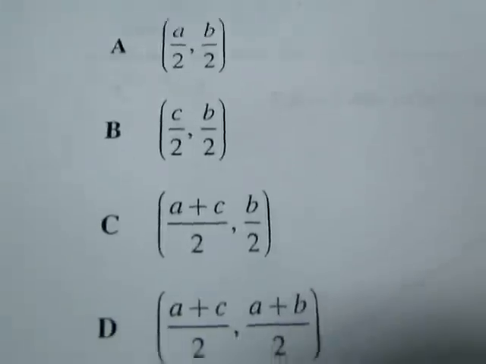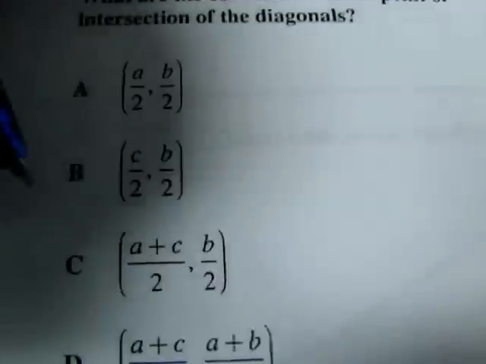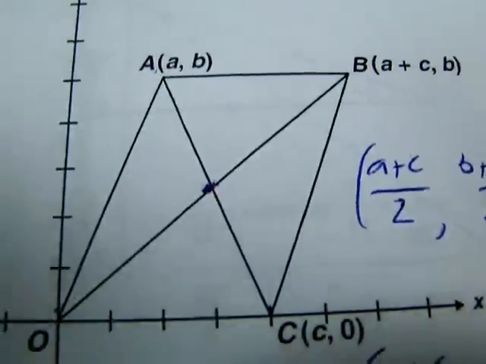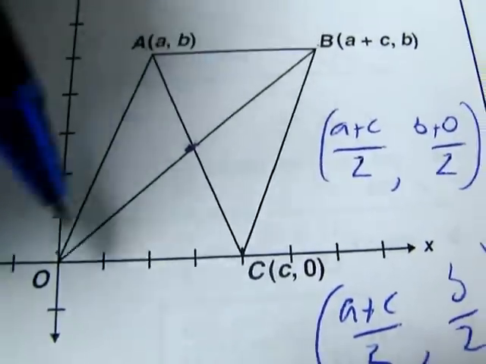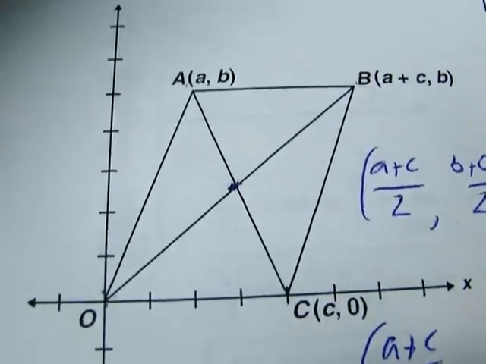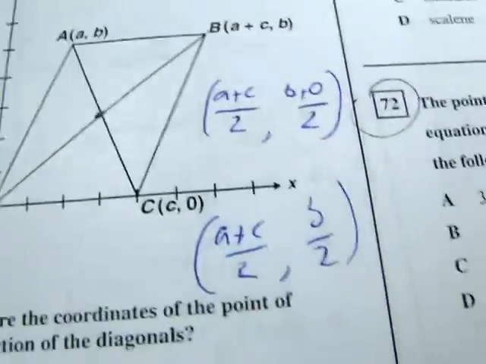So do we have anything that looks like that? Yep, I see it right here. It's in C. Again, what we did is we took the average of the opposite points. You can do the average of these or the average of these. You'll get the same answer either way, and that will be the midpoint.